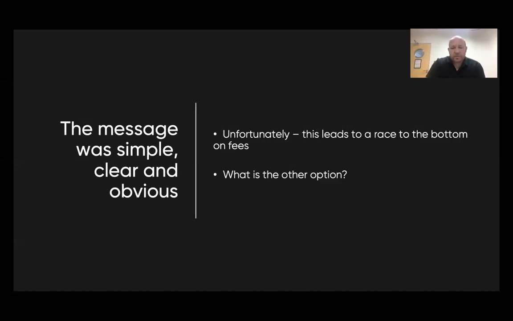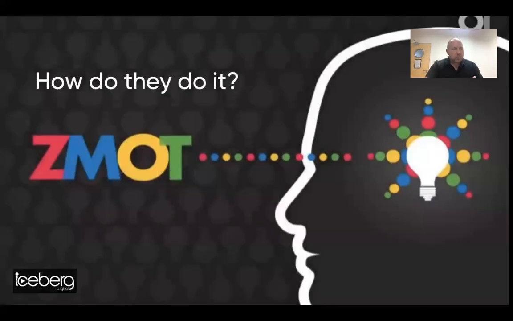So what's the other option? How have things changed now that the world has moved along? Well, fortunately, in about 2014-15, Google did a big piece of research called the Zero Moment of Truth, where they actually explained to people how their business model works and how any business model should work in today's world. It's a really interesting study.